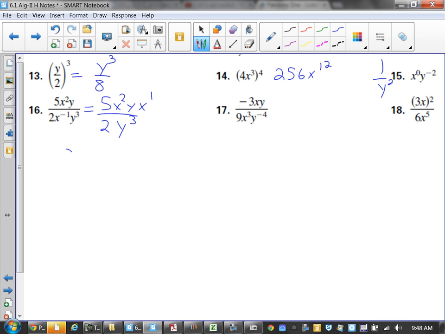When I'm done with this, I get 5. This becomes x cubed. And then I have a y over y cubed, which is y squared where? The bottom. Yeah. Okay.